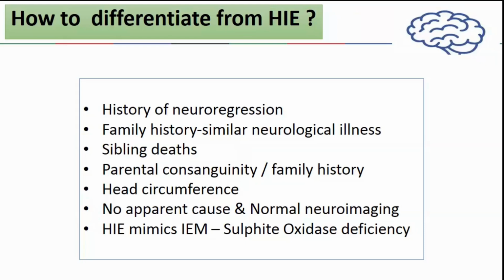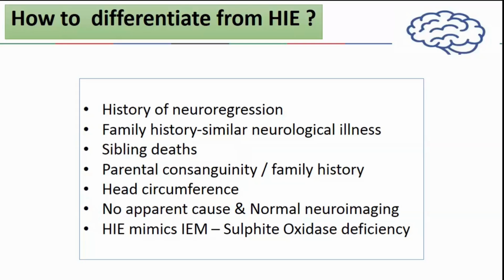Family history of a similar neurological sign should really alert you that we have to think of something other than cerebral palsy. Sibling death, consanguinity, family history, head size to some extent, as I told you. Though we are labeling it as birth asphyxia, when you dig into the history, there's actually no asphyxia documented. And then if you have a normal neuroimaging, right? Usually, if there's a severe asphyxia, you will have abnormality in neuroimaging.